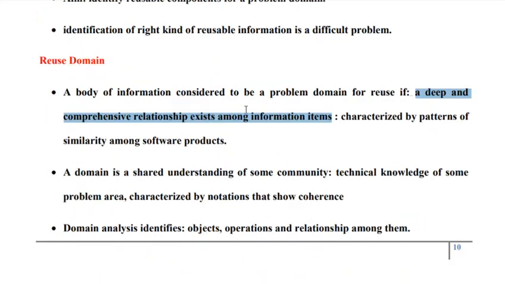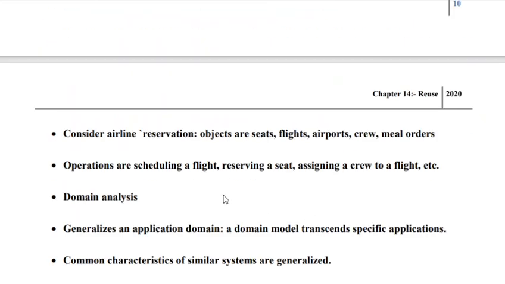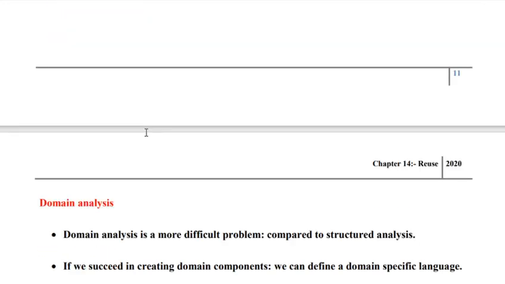A domain is a shared understanding of some community. That is the technical knowledge about the problem area or the area of interest. As I've talked about, all reservation systems fall into a particular domain. Operating systems fall into a particular domain. Data processing applications fall into a particular domain. So a domain is characterized by similarity.